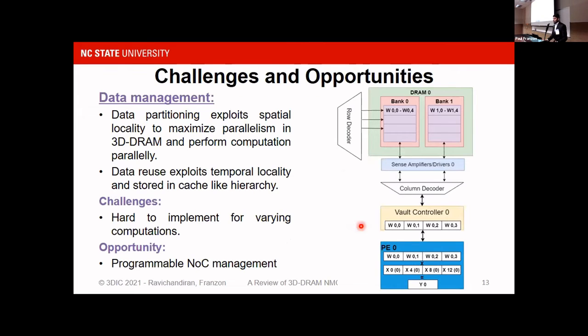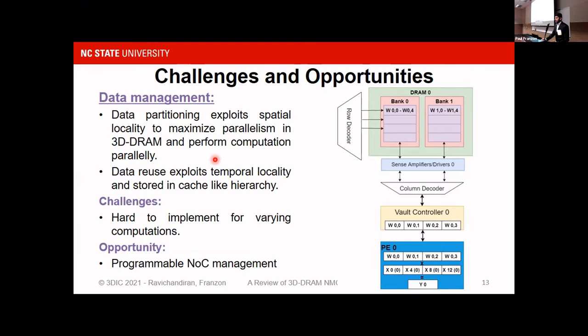And for all the advantages that we see with the NMC architectures or any memory acceleration, there seem to be some challenges that need to be addressed. We have looked at the prominent challenges and their potential solutions, and that will be in the upcoming slides. One of the major challenges that we figured out is data management. Basically, the way the data is partitioned across the memory, as well as the reusability of the data, is much more critical for getting a higher efficiency of the NMCs.